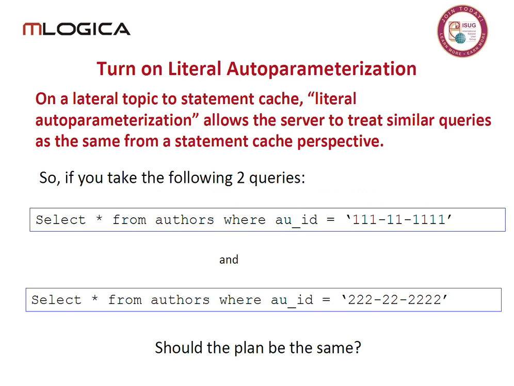Now, we pose the question, is this still a good idea? Here's the case in point. I have 2 queries. Here I've got select from authors where the author ID is equal to one thing, and now I've got the exact same query, but with a different parameter passed in. The question is, is this the same query?